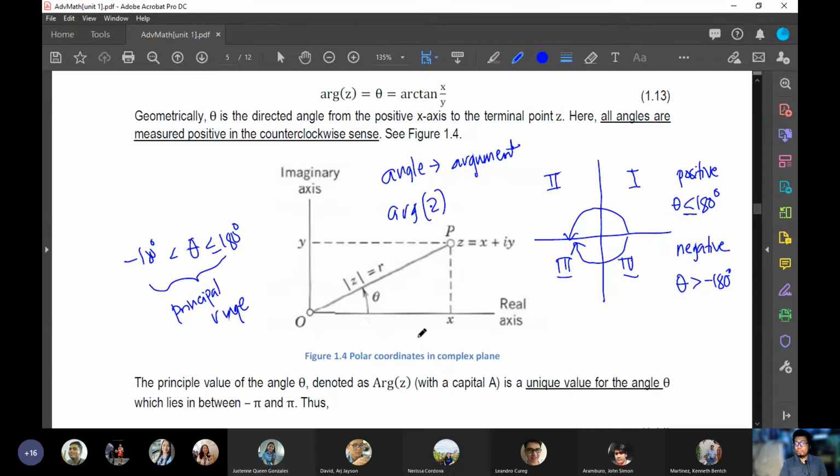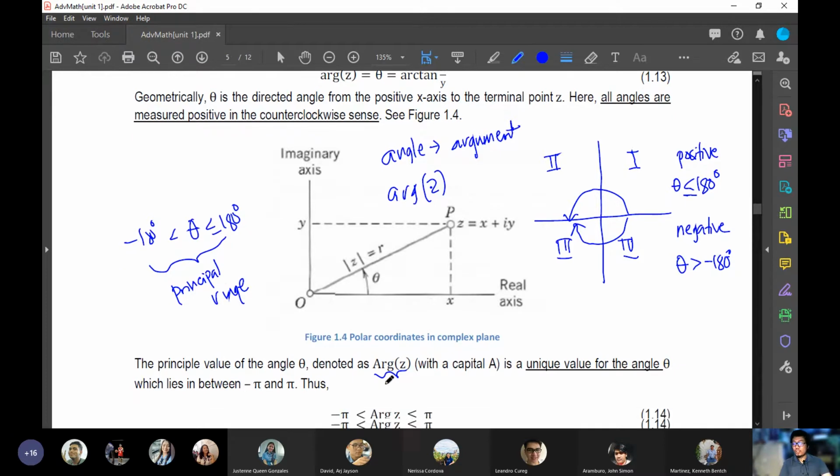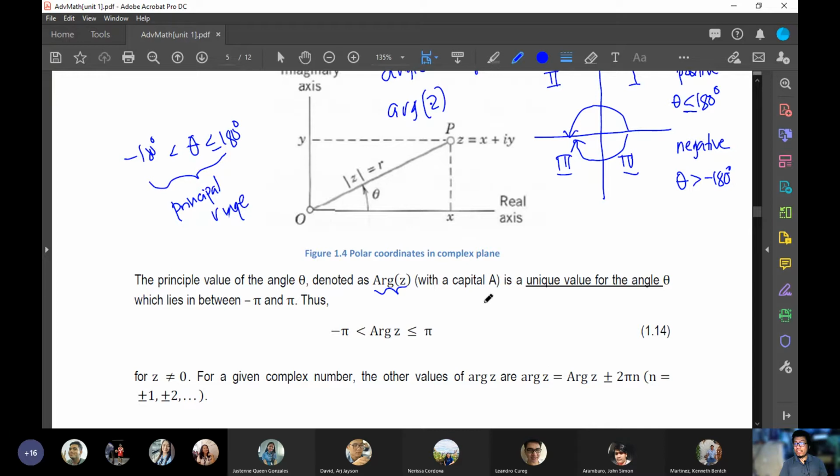Okay, so now the principal range is denoted using the same notation. It's just that your A should now be represented by an uppercase A here. When we say that we want the argument of the number Z, taking note that this is the lowercase a, this pertains to an angle, any angle, that may or may not be within this range.